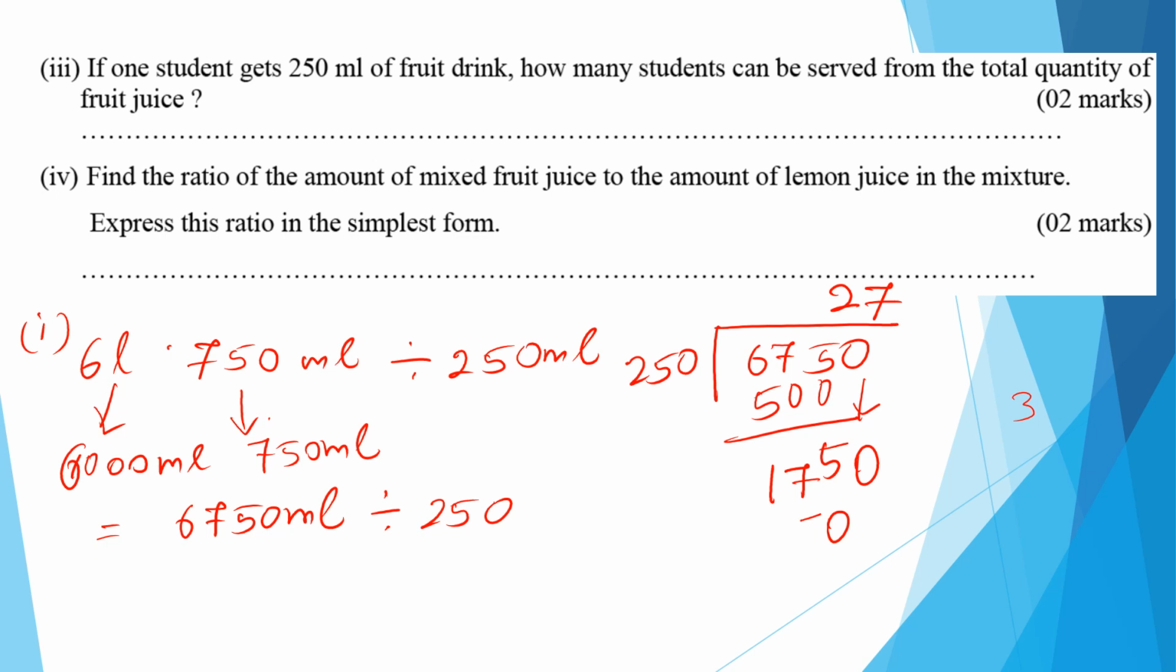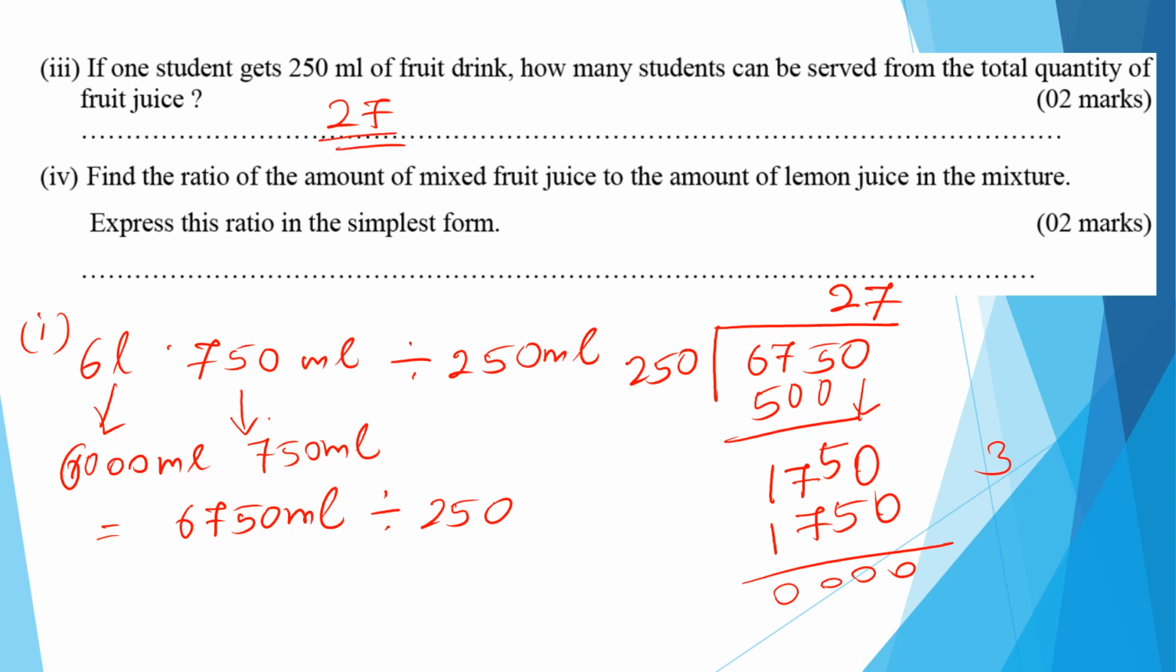Actually, we have to start it from here. I'll do it again. I'll show you. 7 into 0 is 0, 7 into 5 is 35, and 3 carries. 7 into 2 is 14, and 14 plus 3 is 17. So you get 0 here. So the answer is 27. So we can serve 27 students with this quantity of fruit drink.